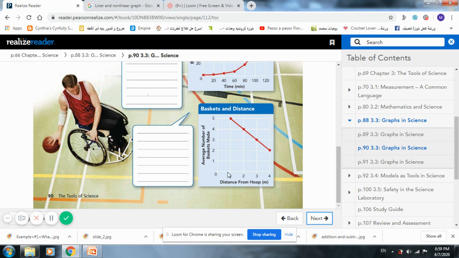That means if the distance is 1 meter, the average number of baskets made is 5. If the distance is 2, the average is 4. If the distance is 3, the average is 3. If the distance is 4, the average is 2. So this is the relationship between the average number of baskets made and the distance from the hoop.